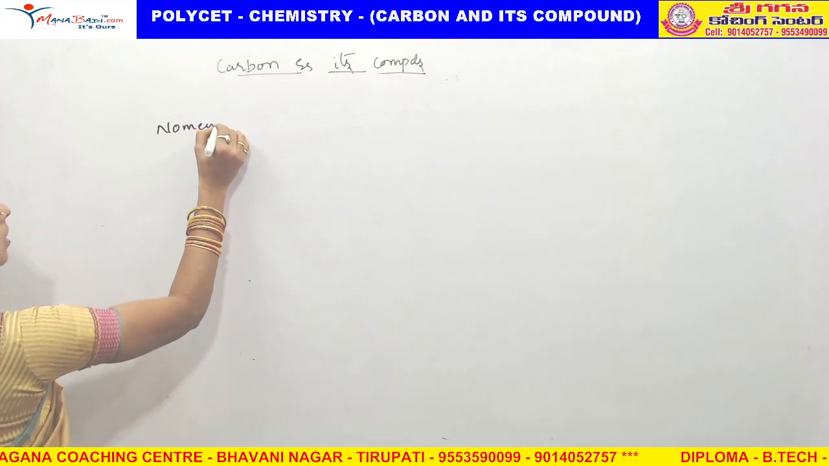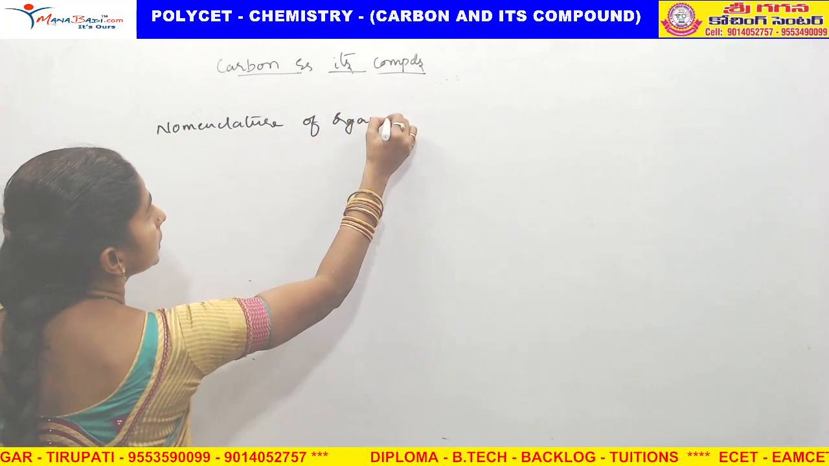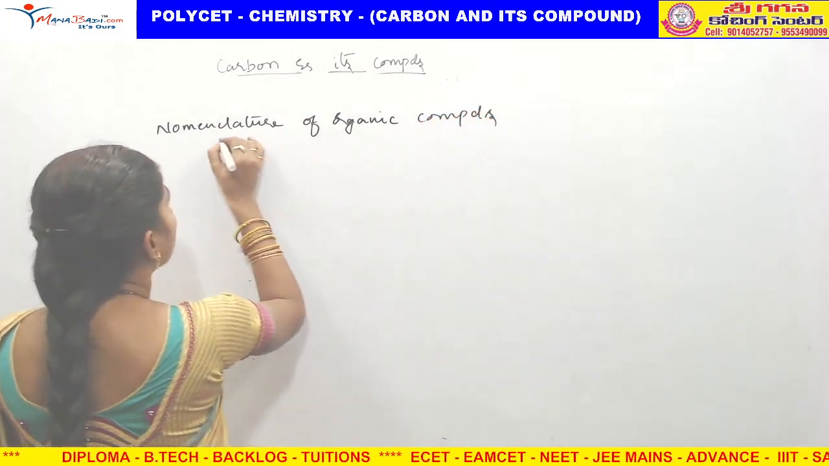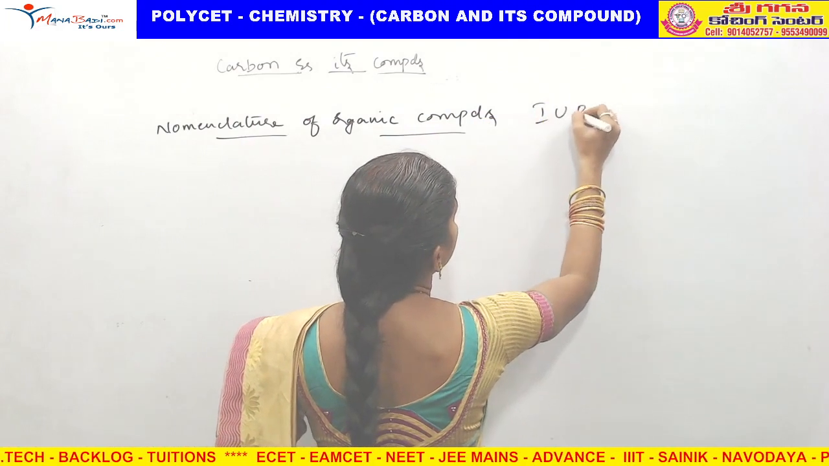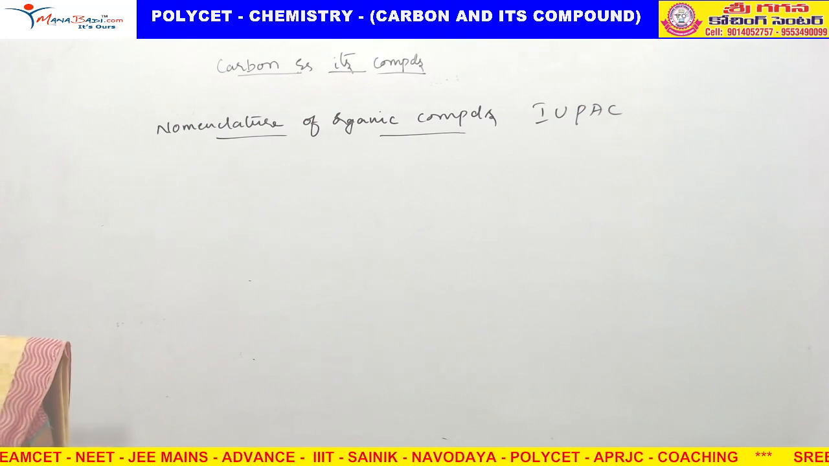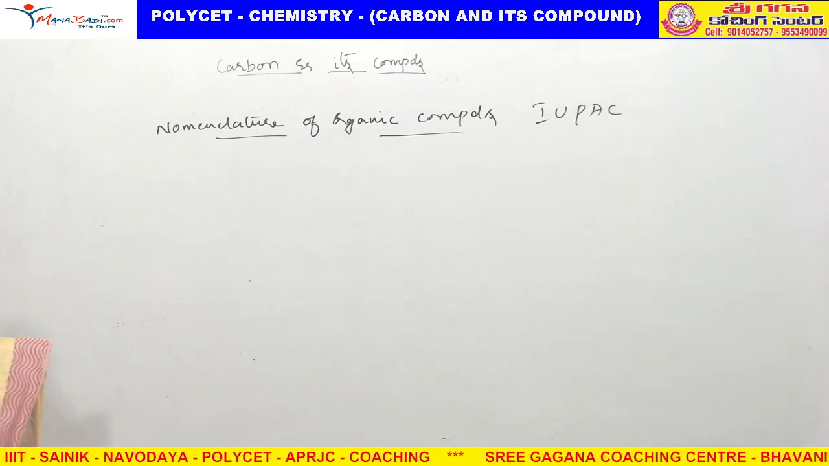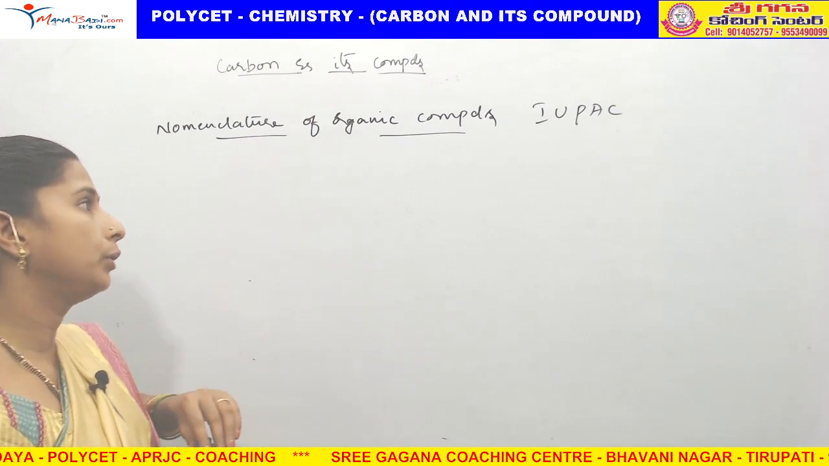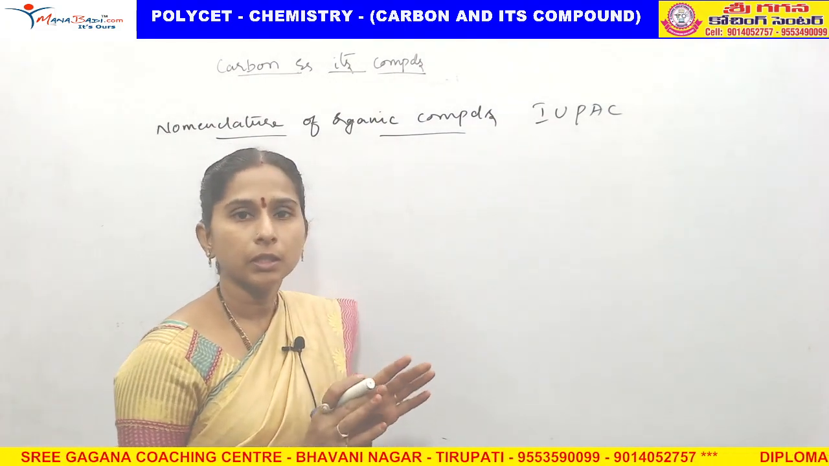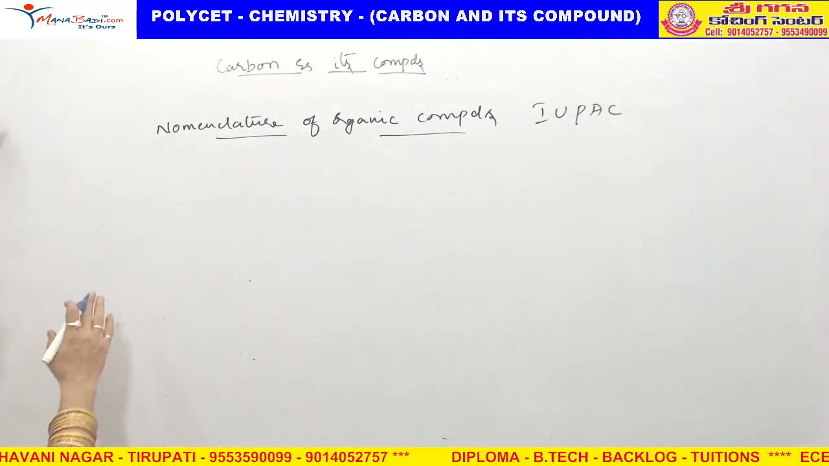Nomenclature of organic compounds, given by IUPAC. What is meant by IUPAC? International Union of Pure and Applied Chemistry. That is IUPAC. This organization gives the fixed names, with some rules to follow to write the organic compounds. Based on that we need to write.